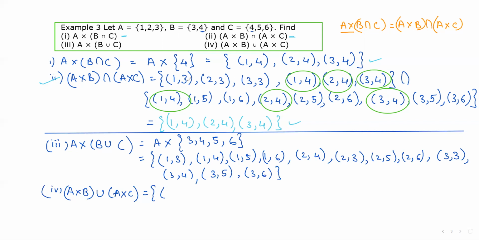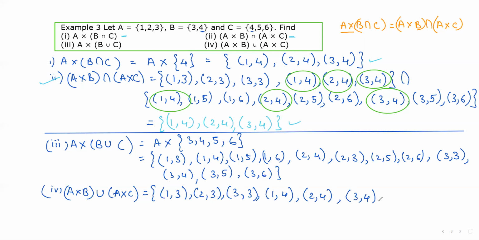In the uniting section, what we do is write the first set as it is. So here we'll write the first set as it is: (1, 3), (2, 3), (3, 3), (1, 4), (2, 4), (3, 4).